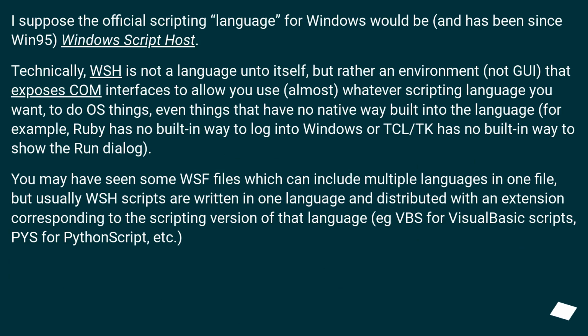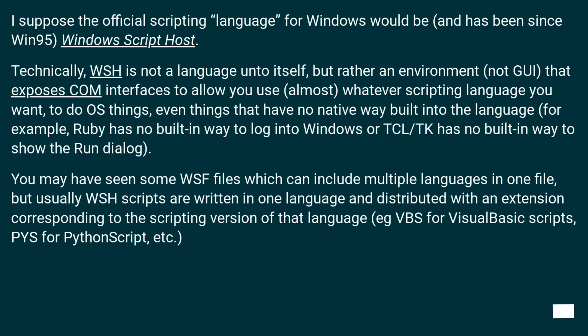I suppose the official scripting language for Windows would be, and has been since Win95, Windows Script Host. Technically, WSH is not a language unto itself, but rather an environment, not GUI, that exposes COM interfaces to allow you to use, almost, whatever scripting language you want, to do OS things, even things that have no native way built into the language. For example, Ruby has no built-in way to log into Windows, or Tcl/Tk has no built-in way to show the run dialog.